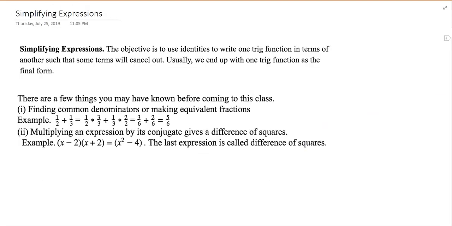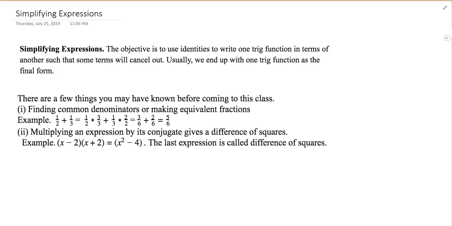Let's talk about some useful things that we need to do to be able to simplify an expression. In simplifying expressions, the objective is to use identities to write one trig function in terms of another, such that some terms will eventually cancel out. Usually we end up with one trig function in the final form. There are a few things that you may have known before coming to this class. If you didn't know them before coming to this class, you will learn them right now.